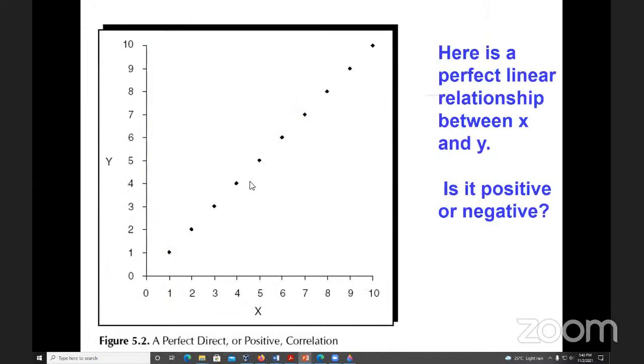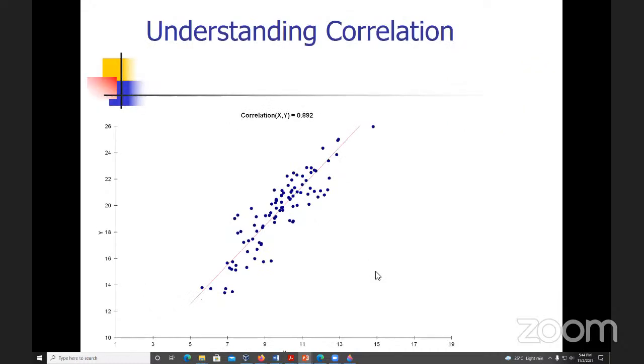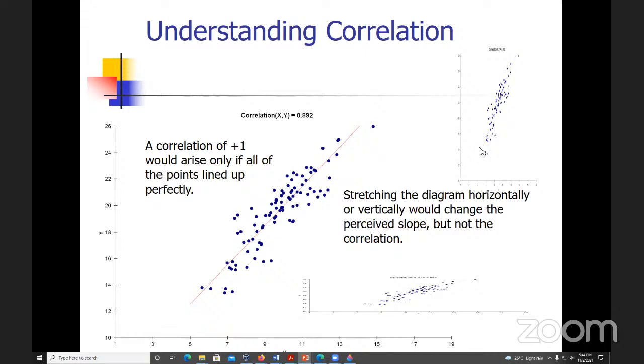So this looks like a moderate relationship. This one is a perfect linear relationship between X and Y. This one is a strong indirect relationship. This one is 0.0892, so they actually took it. So this is a strong positive relationship. And what is interesting, they plotted it using different ways of putting the X and Y bar, plotted it a little different. But you see, no matter how you plot it, you can see the closeness to the best fit line.